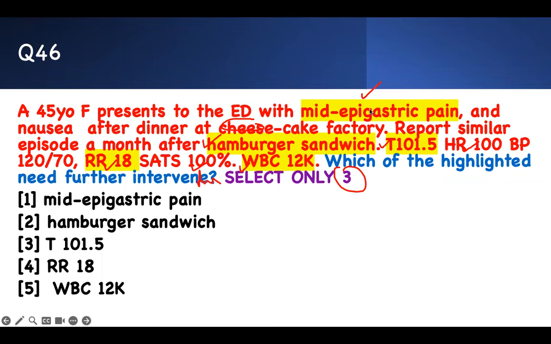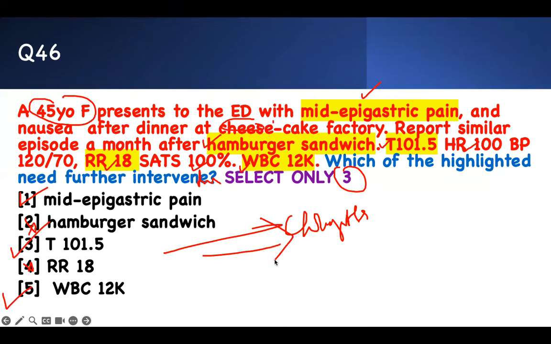So mid-epigastric pain, hamburger sandwich, temperature. What do you think this patient has? So F here, 45, fat. Eat some fatty food, and they have pain in the right upper quadrant. A similar episode, a fever now. So this is what? Cholecystitis. So which one needs further intervention? My pain, hamburger sandwich, no. I have fever. My heart rate is normal. And my white count is this. Among those highlighted, this is the one that will give you information with the diagnosis of cholecystitis.